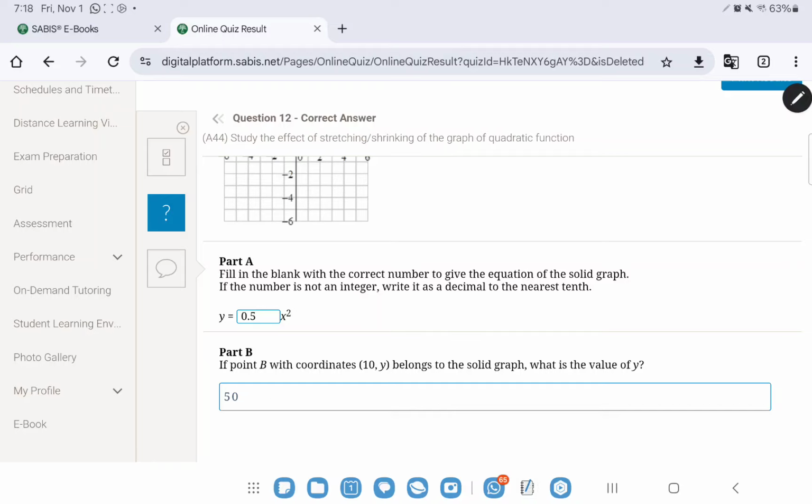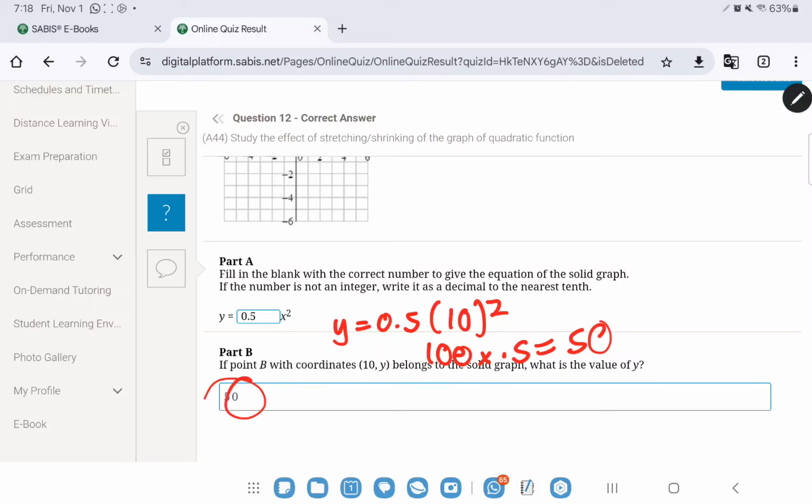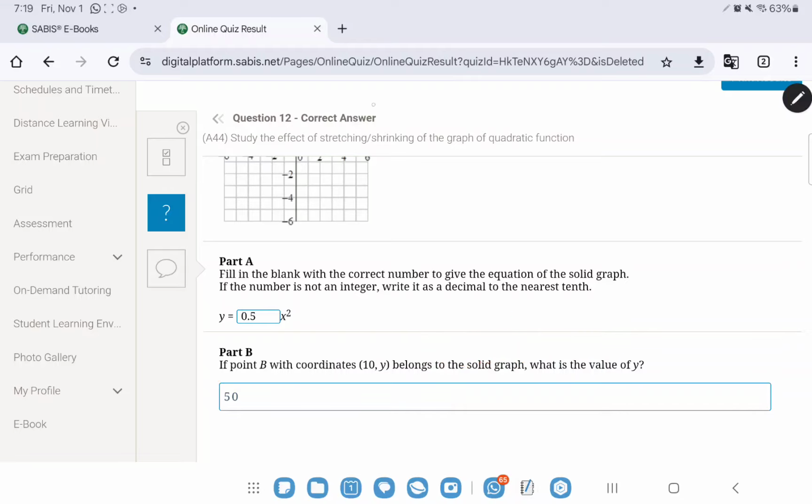Now if the point B has a coordinate of 10, just replace it in this equation. So y equals 0.5 times 10 squared. 10 squared, as we know, is 100, times 0.5 equals 50. That's how you solve it. And that's the end of the quiz.